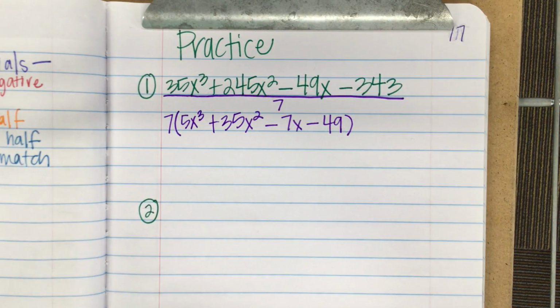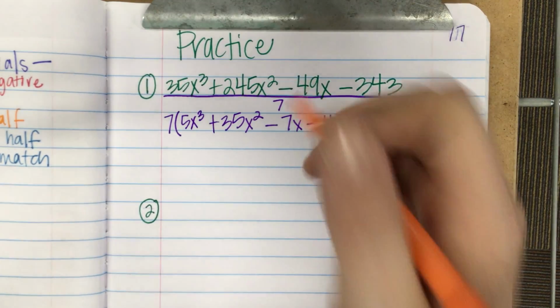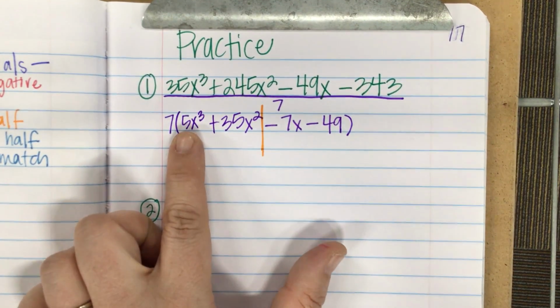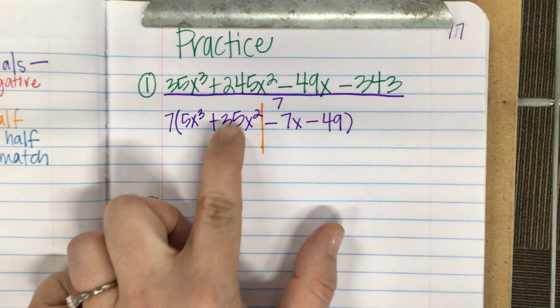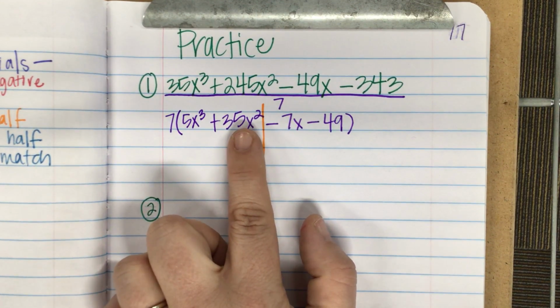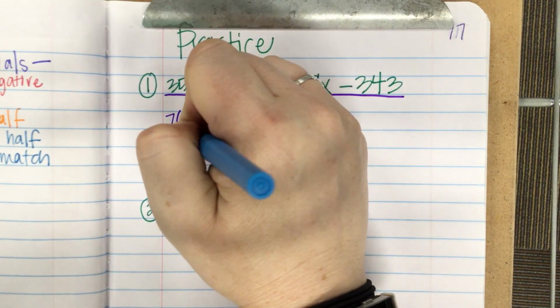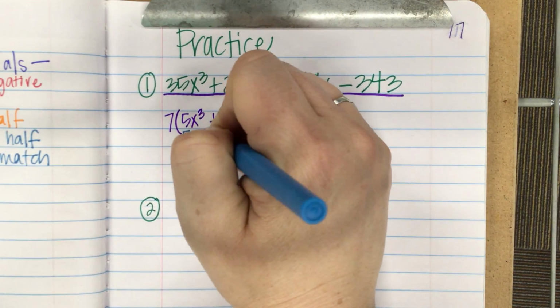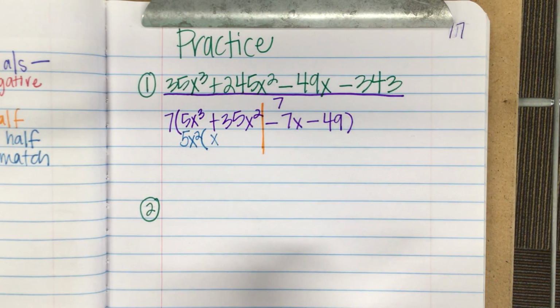so step number 1 I didn't have to worry about because there was not a leading coefficient that was negative. Step number 2, greatest common factor, the answer was yes. I found one. Step number 3, split the polynomial in halvesies, right there. Step number 4, factor each half. What do 5x to the third and 35x squared share? What do they have in common? 5x squared. Leaving behind x plus 7.